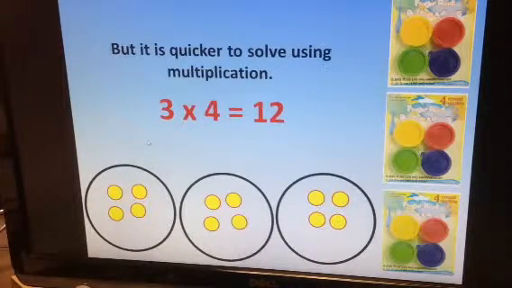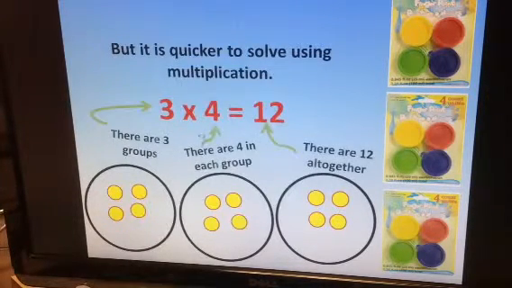We could solve this problem by saying 3 times 4 equals 12. In other words, 3 groups of 4 equal 12. There are 3 groups. There are 4 counters in each group. There are 12 counters altogether.